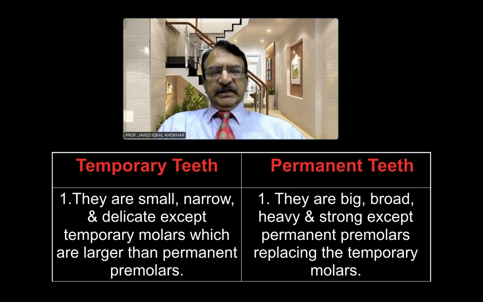So here the permanent premolars are smaller than the temporary molars. So the permanent teeth are bigger, broader, heavier, stronger, except the permanent premolars.